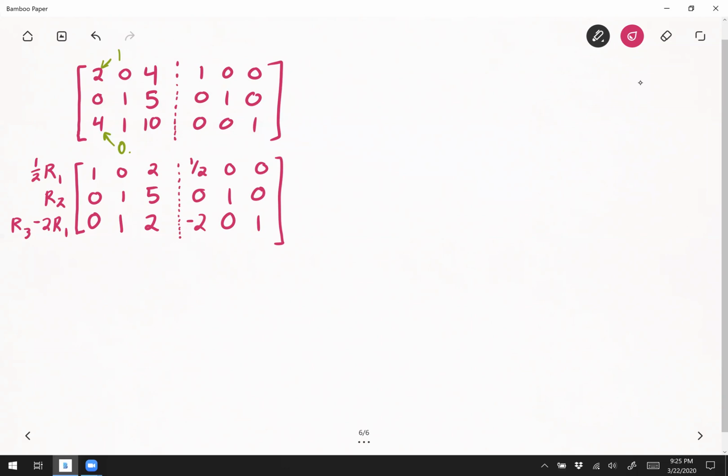Next, I'd like to cancel out some numbers in the second column. I've got a 1 in this position, which is great, a 1 in the center. I've got a 0 above it. Now I want to turn this number into a 0. So I'm going to go ahead and subtract row 2 from row 3.